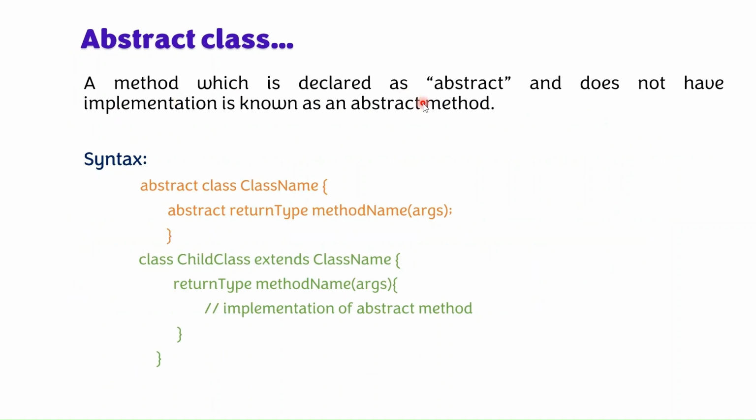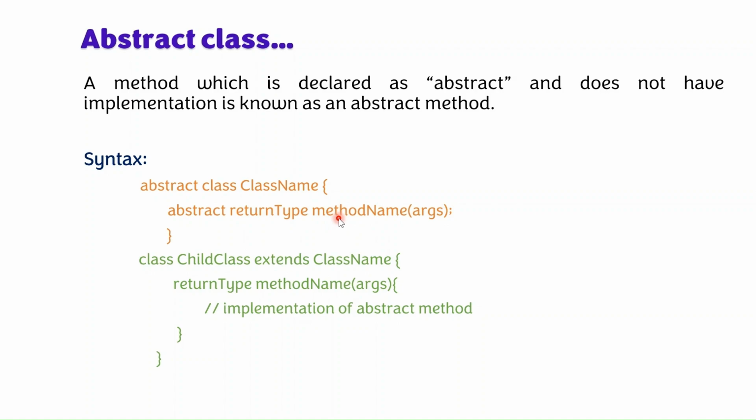A method which is declared as abstract and doesn't have an implementation is known as an abstract method. See the syntax. This class has been declared as abstract. It consists of one abstract method. That method has been declared as abstract. This abstract method has to be implemented in the child class. An abstract method doesn't have any implementation in the abstract class. Those methods have to be implemented in child classes.